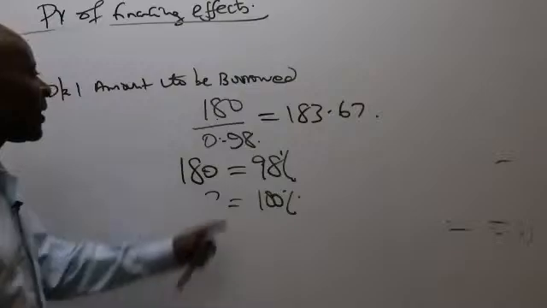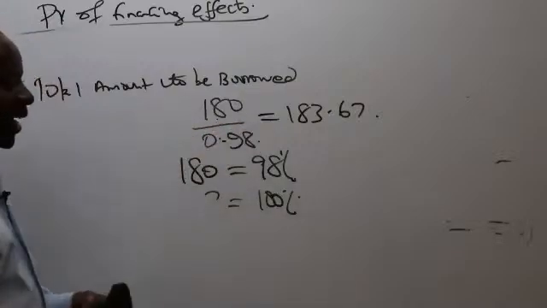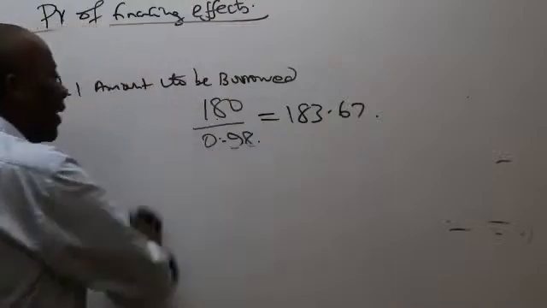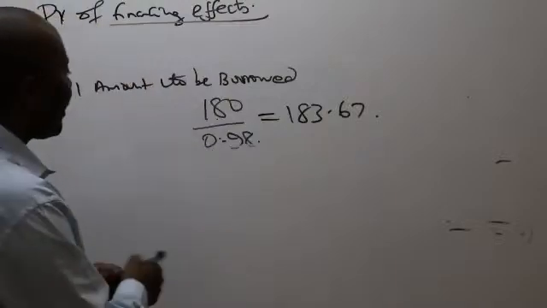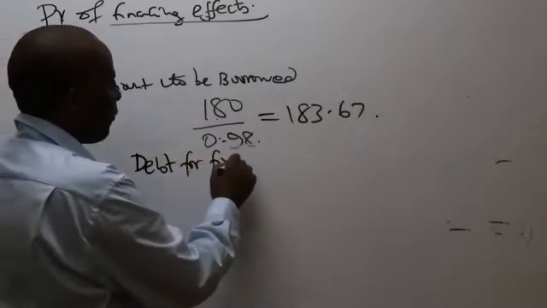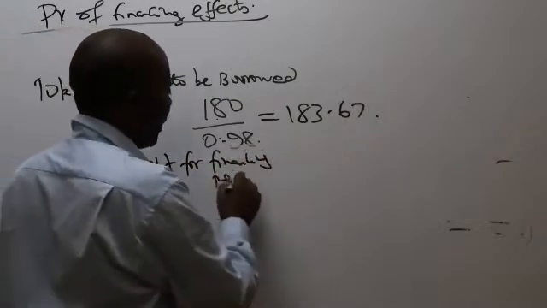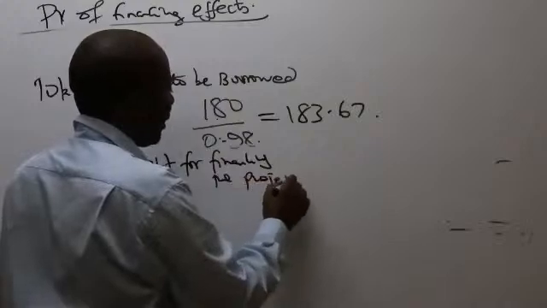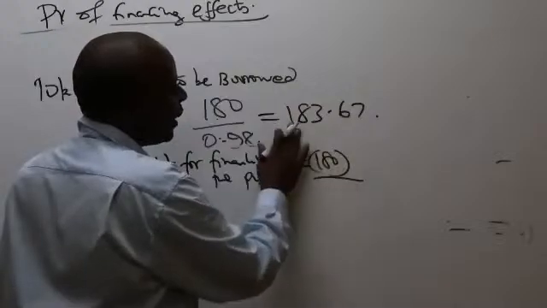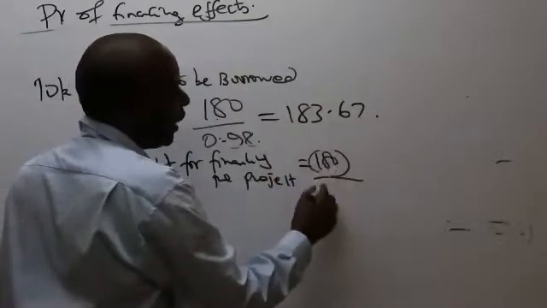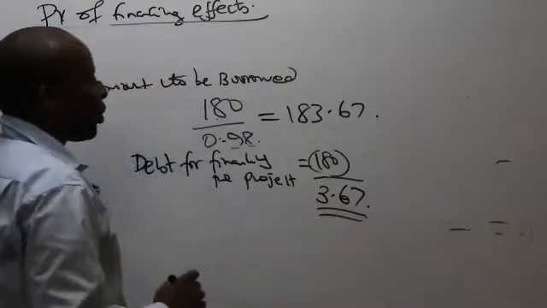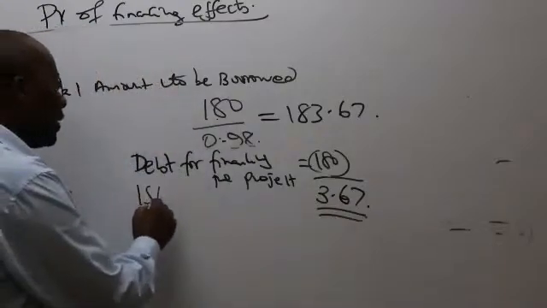Out of this, you see, this is the total amount to be borrowed, right? And we know that, ladies and gentlemen, the debt for financing the project is 180. So when you take 183.67 minus 180, then you should be able to get to what we call the issue cost of debt.